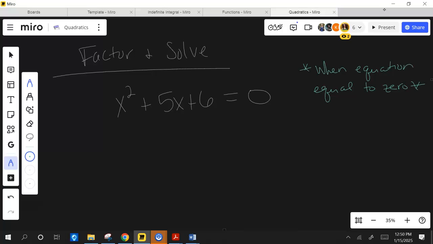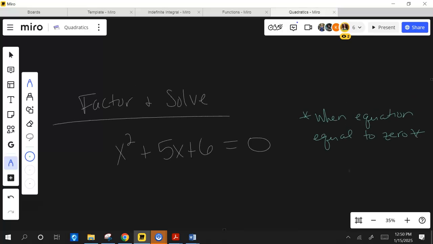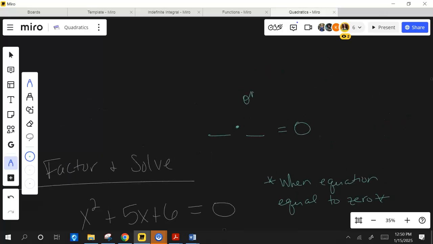Now, here's the premise of this whole topic, or why we can do what we can do. If I've got it equaling 0, and I can split it up into something times something, and that equals 0, it's the only way to get 0 when you multiply two things together. One or both of them has to be 0. Do you agree? Yes. So one or more must be 0. That's what we call the zero product property.